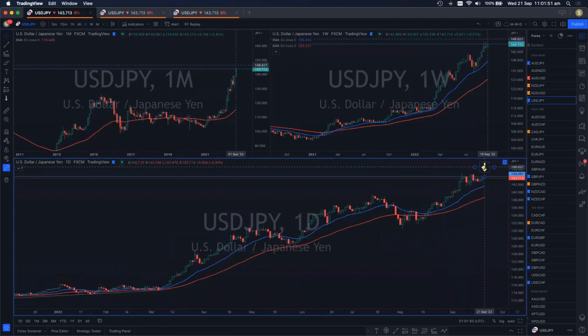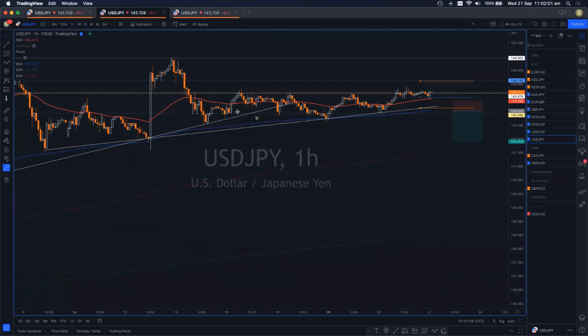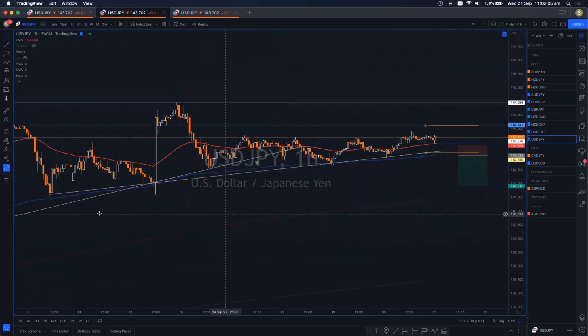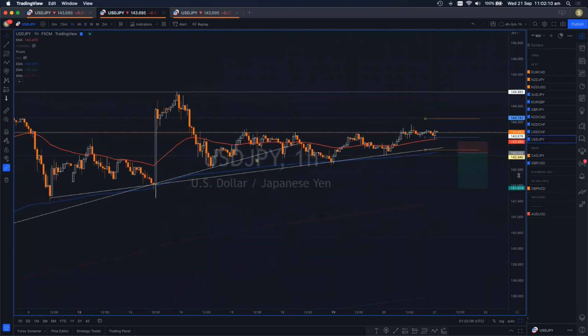So looking for some kind of breakdown, but it's been chopping sideways for a long time now. We've kind of got a triangle thing in there. You might be able to see that. Down to the 1 hour. Oh, there we go, that triangle. Nice looking triangle, actually. I like that.